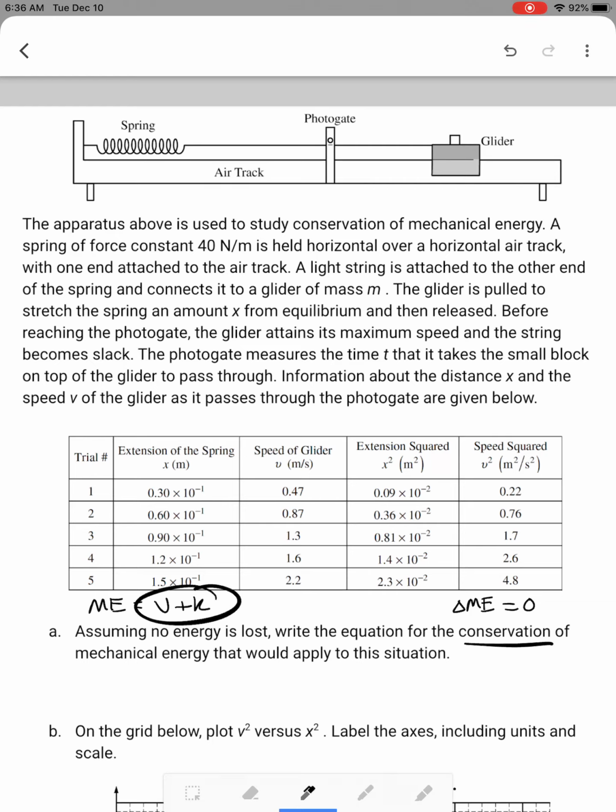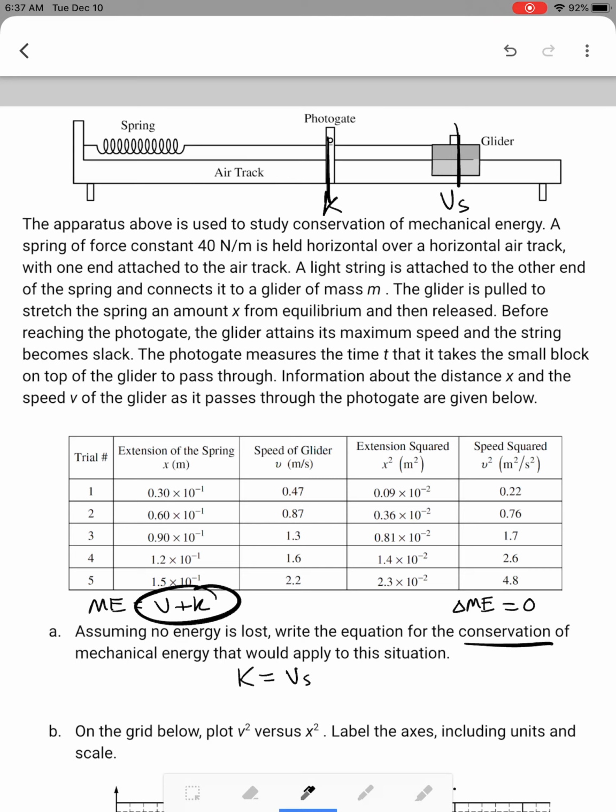If we think about the energies at this location, I've got potential energy in the spring, and at this location I've got kinetic energy. So all I can say is that the kinetic energy is equal to the potential energy in the spring, because I'm not losing any energy on an air track. There's no friction, no dissipative forces. All of my energy is converted from kinetic to potential energy in the spring and vice versa.